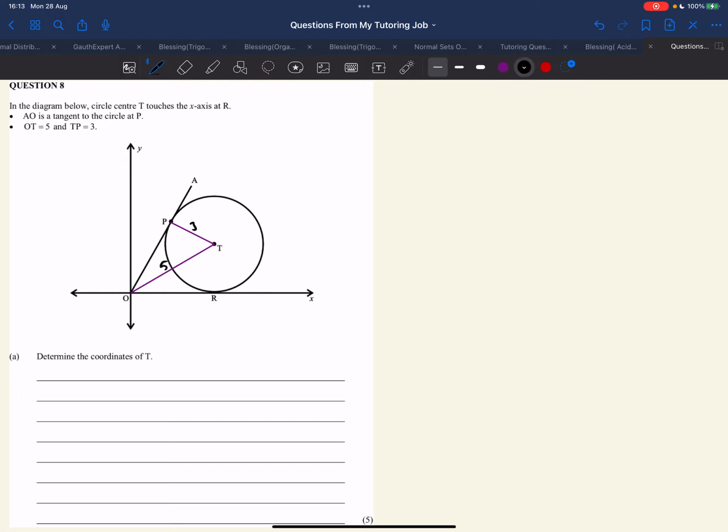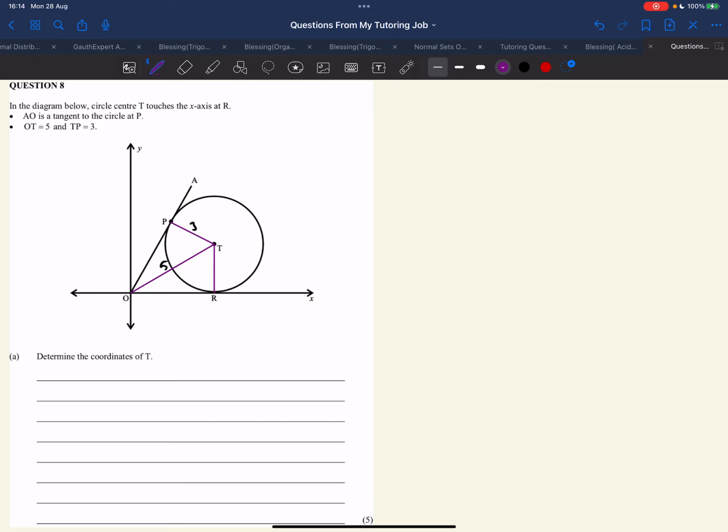So for us to first prove that OR is equal to OP, we're going to have to first draw a line coming from T touching R. All right, and then from there onwards, we're going to prove that triangle OTP and triangle OTR are congruent to each other. If they are congruent, then we can prove that OR is equal to OP. All right, now let's do that.